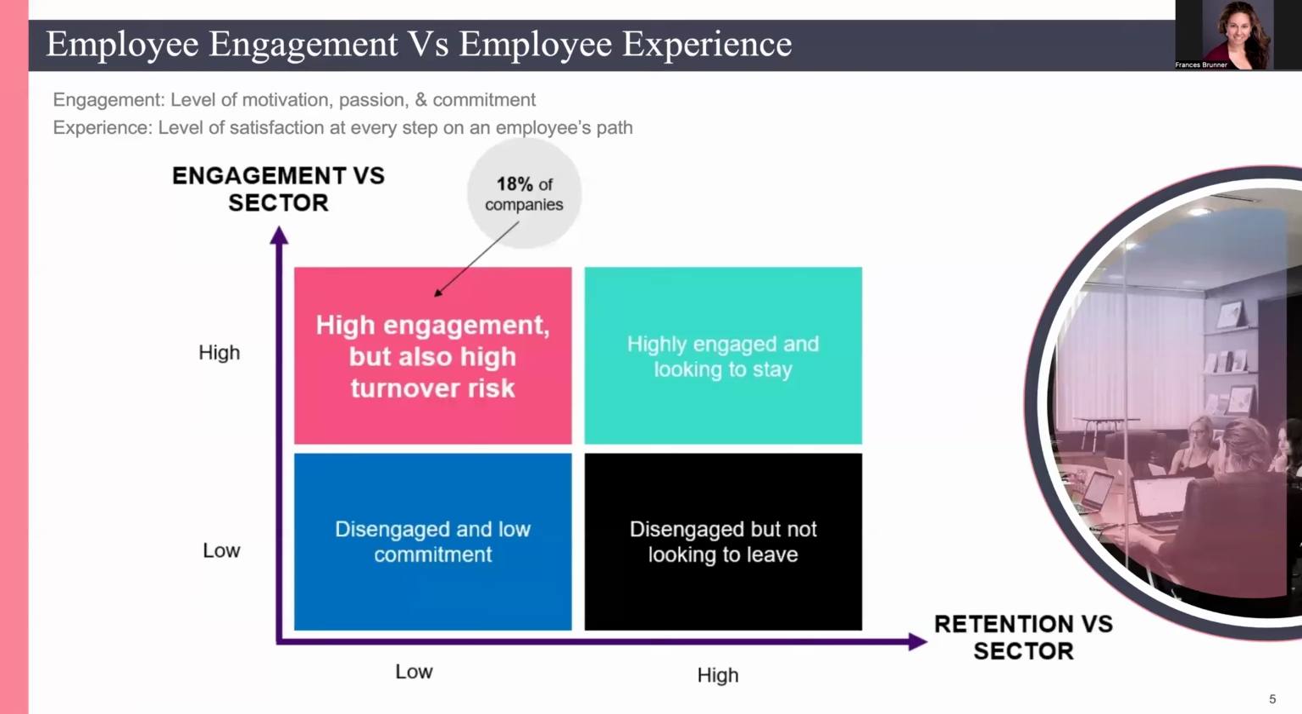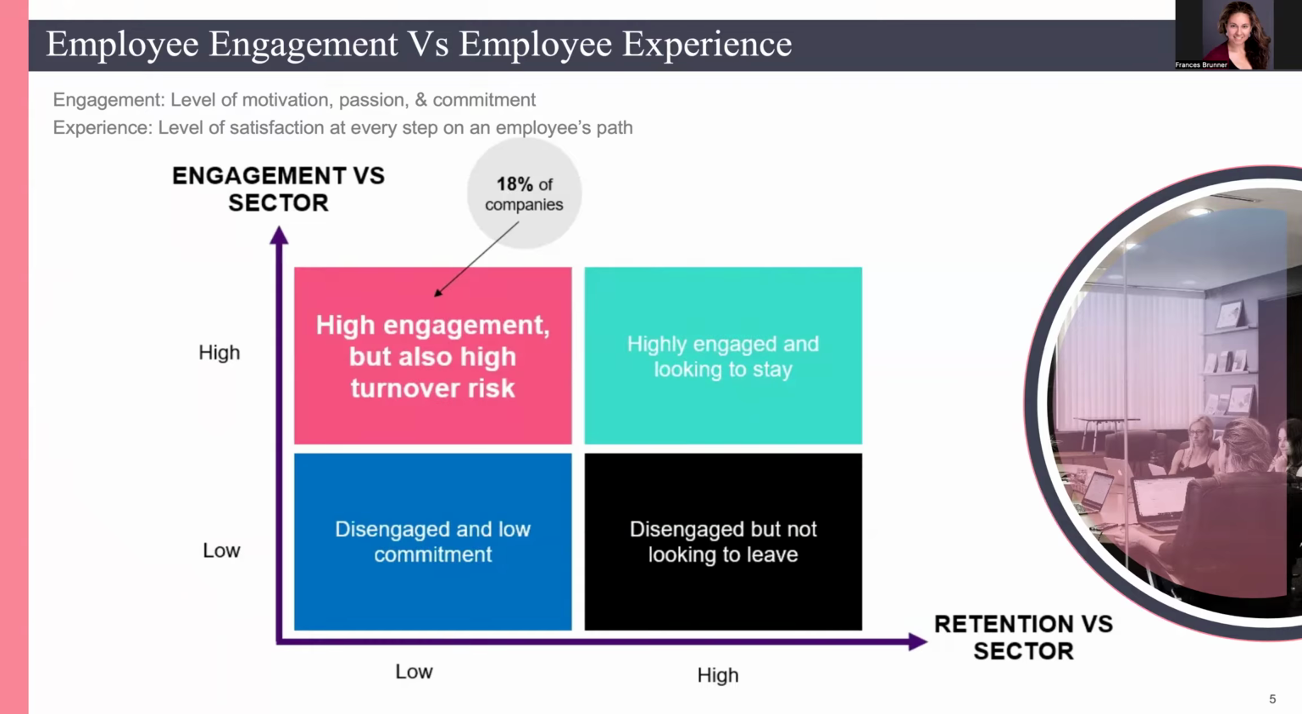Here we're discussing the dynamic between employee engagement and employee retention. Those that are highly engaged exhibit passion and commitment towards the work they do and the company they work for. They're motivated to come in every day and do their best job. The level of retention equates to the level of satisfaction the employee has while at the company and in their current position. About 18% of companies have employees who have high engagement and low retention.